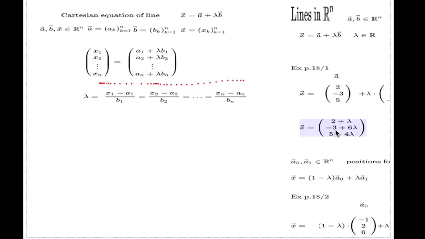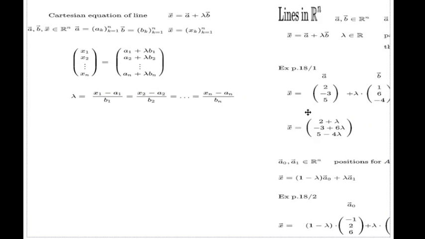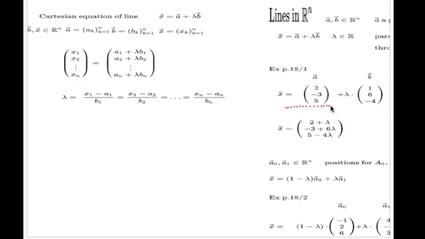For instance, if I want to produce the Cartesian equation for the example on page 18.1, all I have to do is write my Cartesian equation in this form. Look at this. The A1 components, vector A components, are all here. Vector B components are all in the denominator. And that would be the Cartesian equation corresponding to this example.